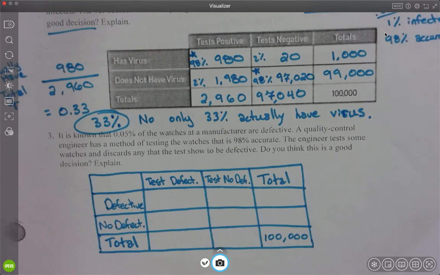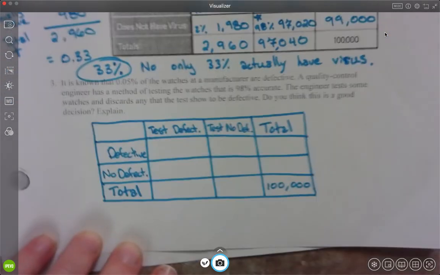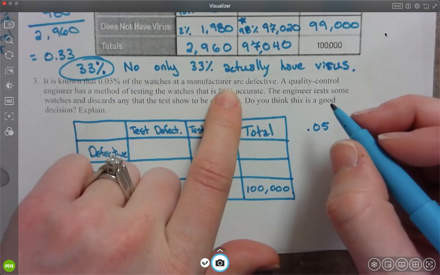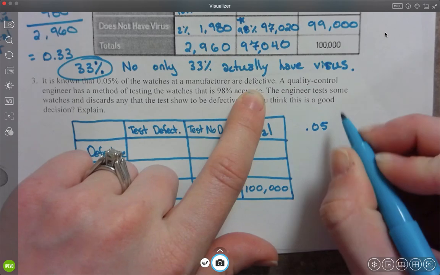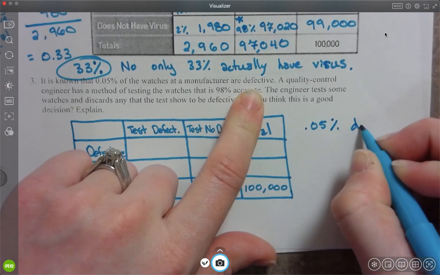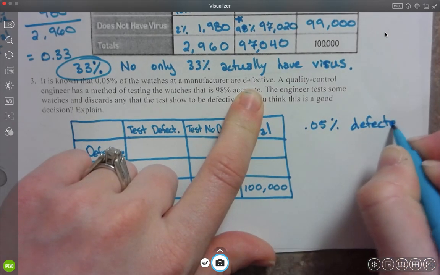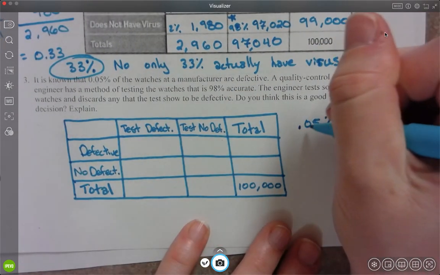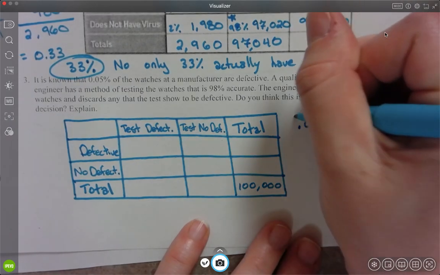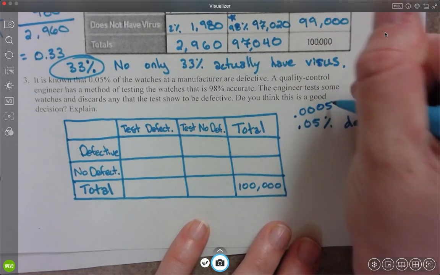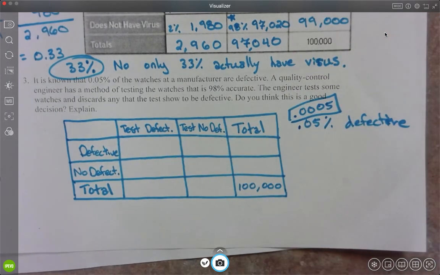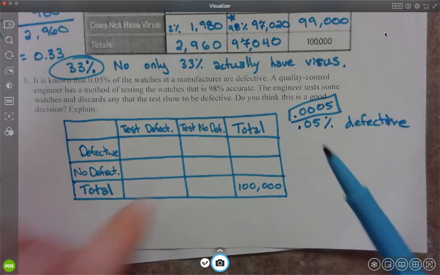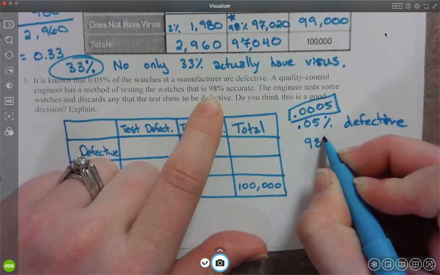Okay. All right. Last one. It is known that 0.05% of the watches at a manufacturer are defective. That's a pretty good stat. Now keep in mind that 0.05% is actually 0.0005 as a decimal. Okay, so that's the decimal that we're going to use, okay? And we have a method of testing the watches that's 98% accurate. So 98% of the time it's going to do what it's supposed to.